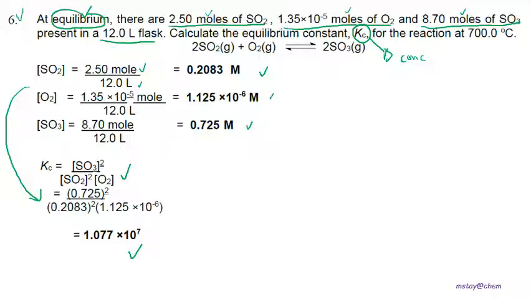There is no unit for the Kc expression. However, if you want to place the unit, you can, but just make sure you place the correct unit. For example, in this question, because we have 0.725 to the power of 2, it means the concentration is M to the power of 2 over M squared multiplied with M. So M squared and M squared will be cancelled out. So the unit will be per molar. If you want to place the unit, make sure you place it correctly, which is per molar.